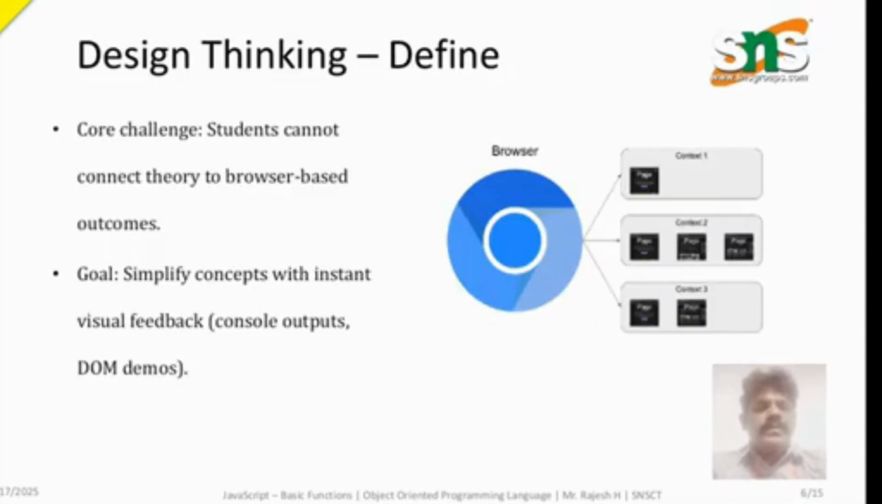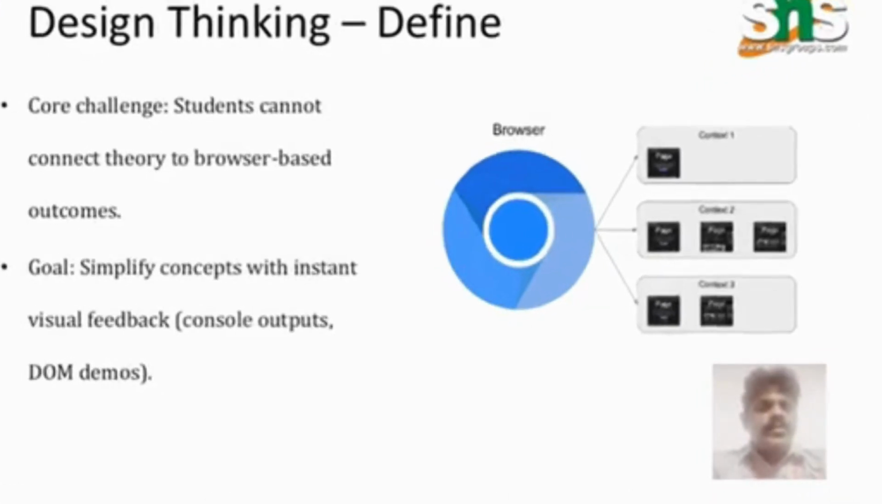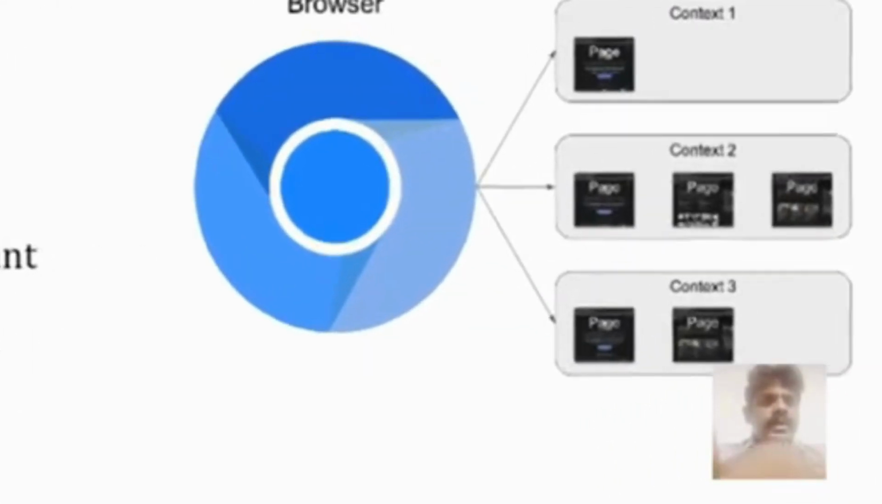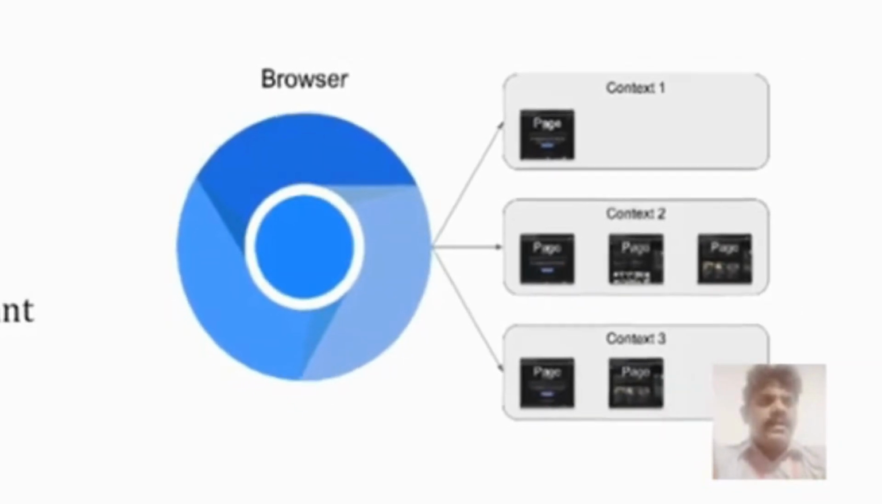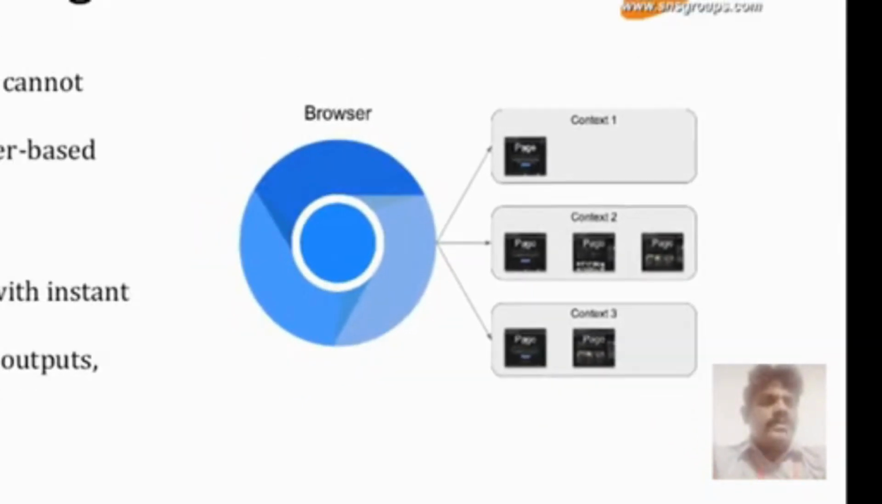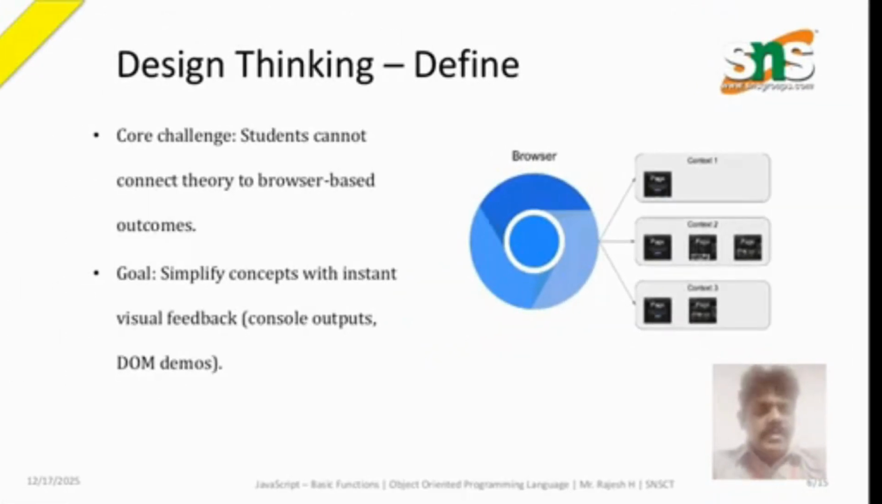So let us define the design thinking problem. The students cannot connect the theory to browser-based outcomes, which means the tags they try are not giving results in the browser. The goal is to simplify the concepts with instant visual feedback like console outputs and DOM demos. Here content 1, content 2, content 3 are given, and the browser has to handle all three types of content in three different web pages.